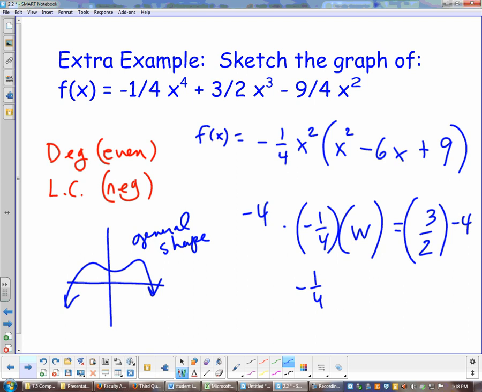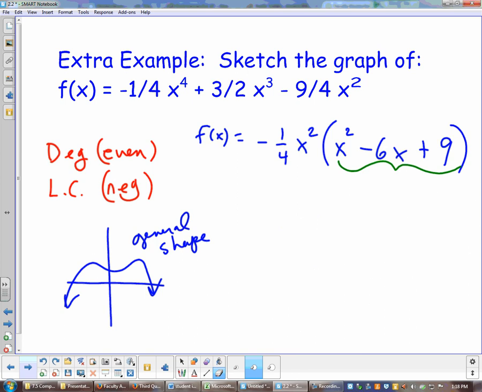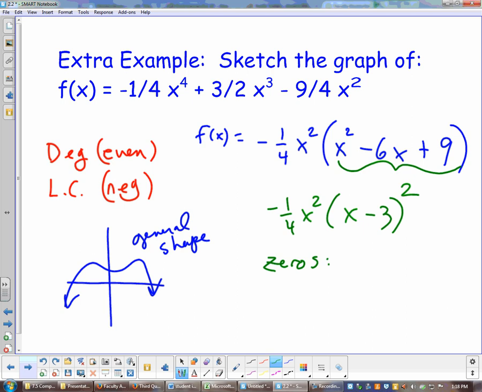All right, so can you factor this? Okay, and then all right, so I've got negative 1/4 x squared times x minus 3 squared, right? So what are the zeros? 0, 0, 3, 3.